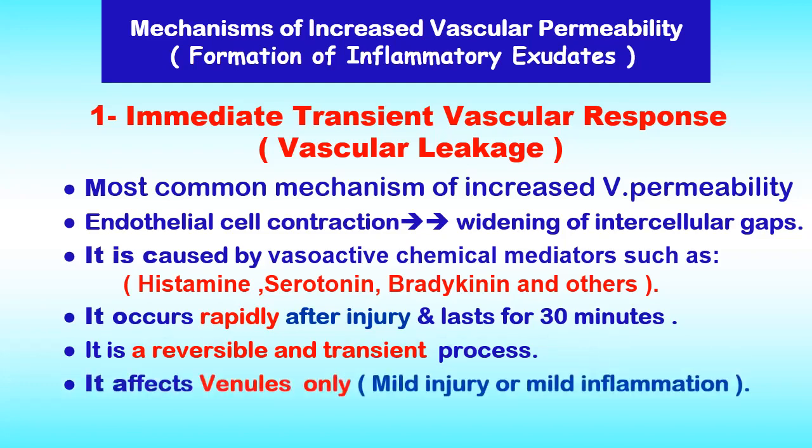The vascular leakage occurs in the walls of venules only, but the walls of arterioles and capillaries are not affected and have no vascular leakage. This mechanism commonly occurs in a mild injury or mild inflammation.